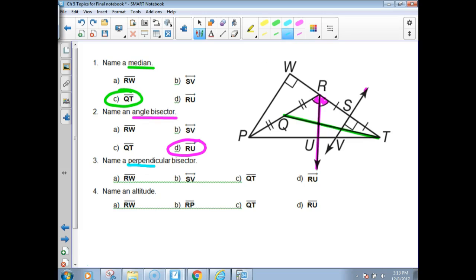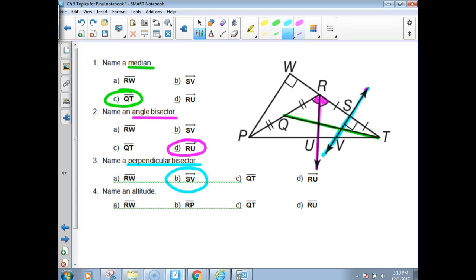I'm going to do blue for perpendicular bisector. I need to look for something that cuts a side in half at a right angle. And that would be, find a right angle. Is that bisecting a side, this one up here? No, so it's got to be this one. Okay, SV. And it's a line.